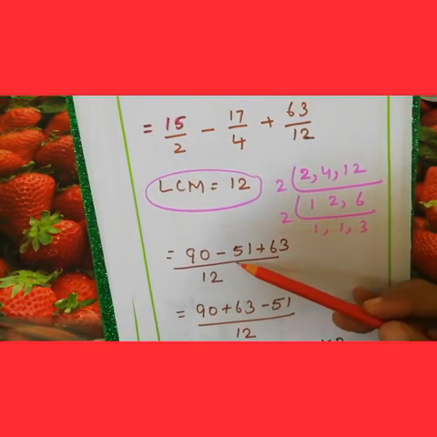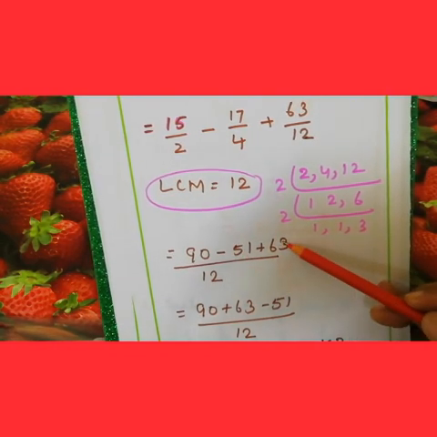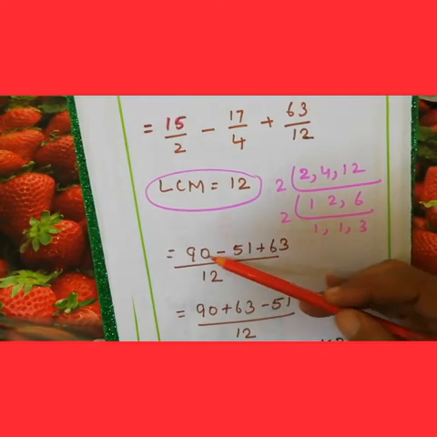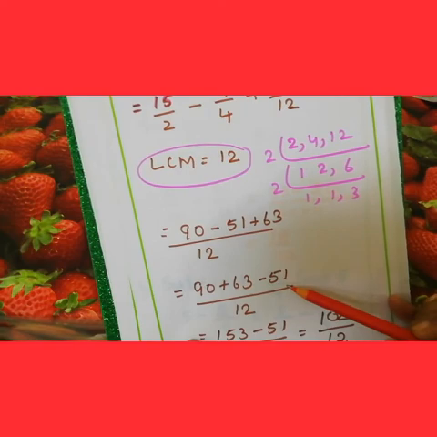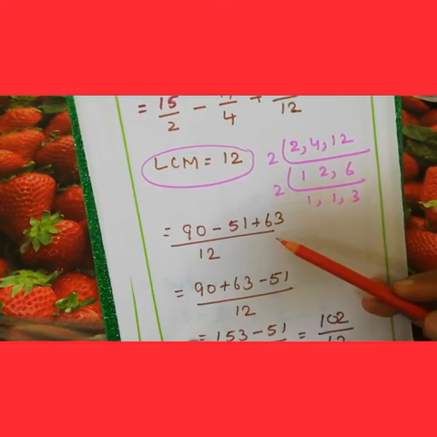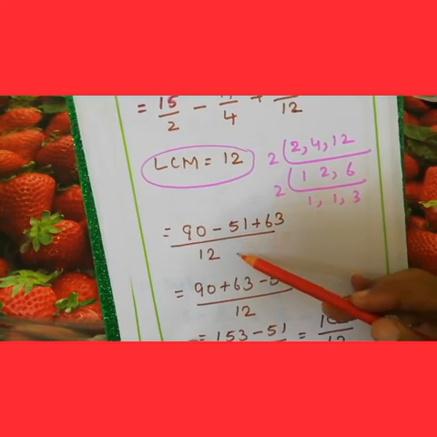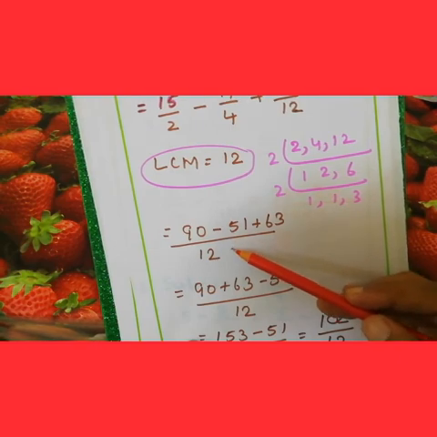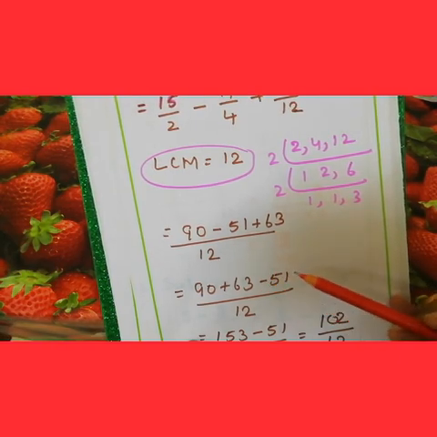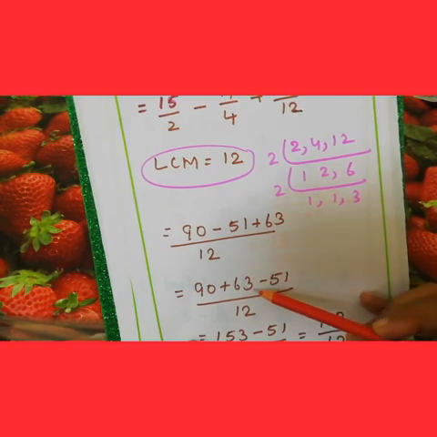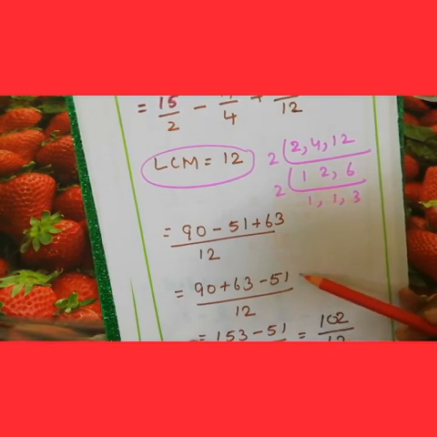Otherwise, you combine all the positives together. This is the way I did it. That is 90 plus 63 together, then after that minus 51. Both ways are correct in this case only, where the operations are addition and subtraction only. But when it comes to multiplication and division, this method you need to use: first add all the positives together, then the negatives together.